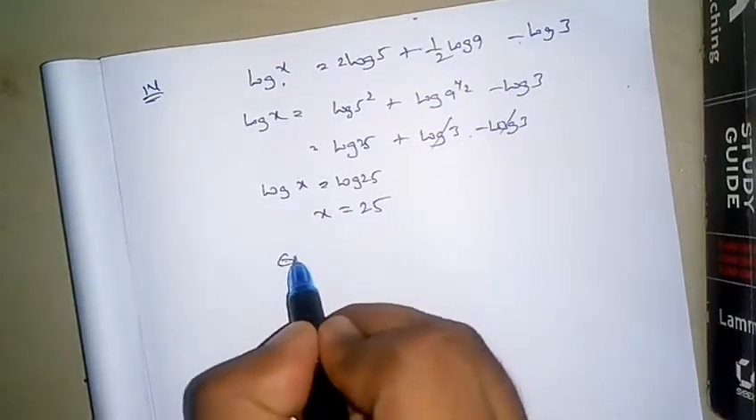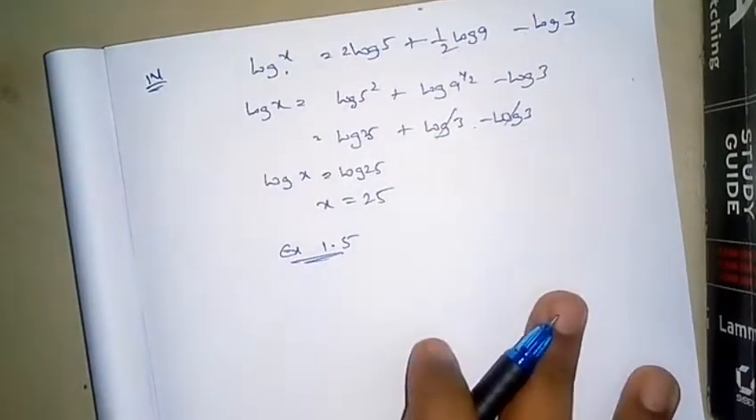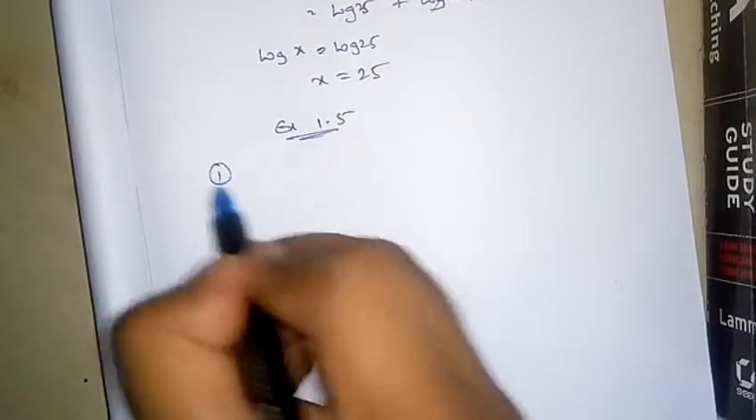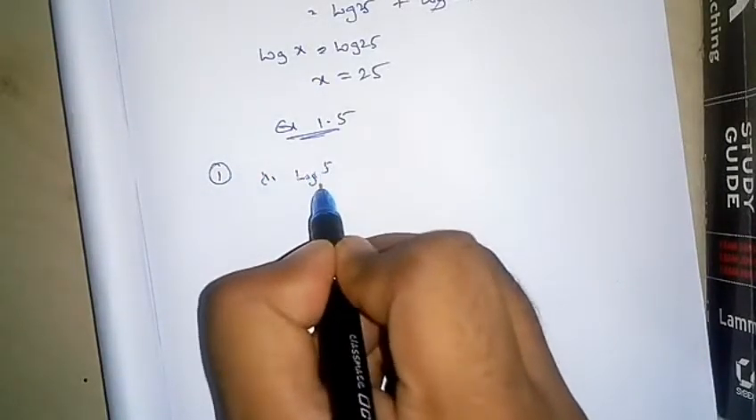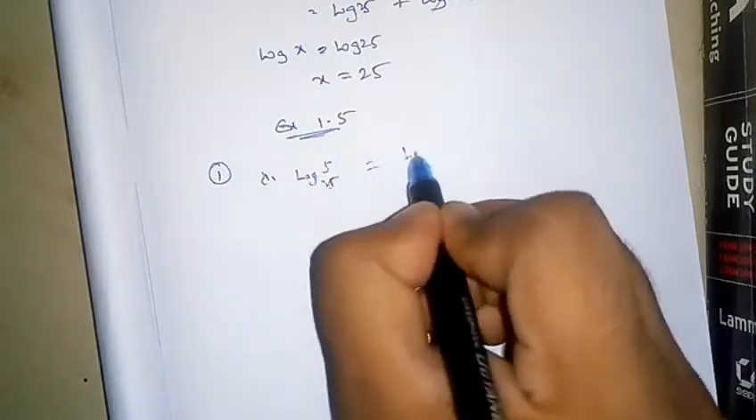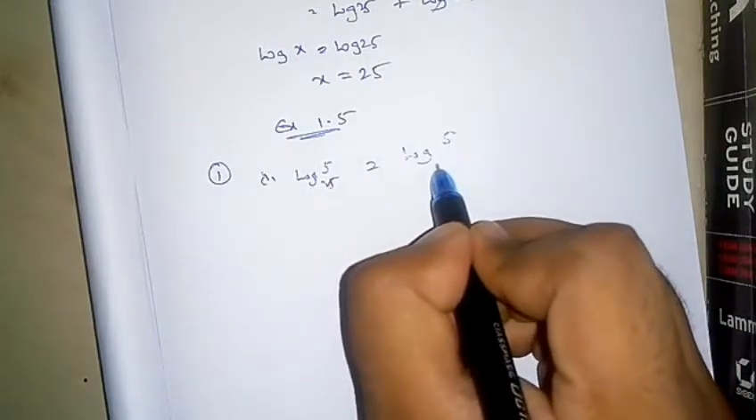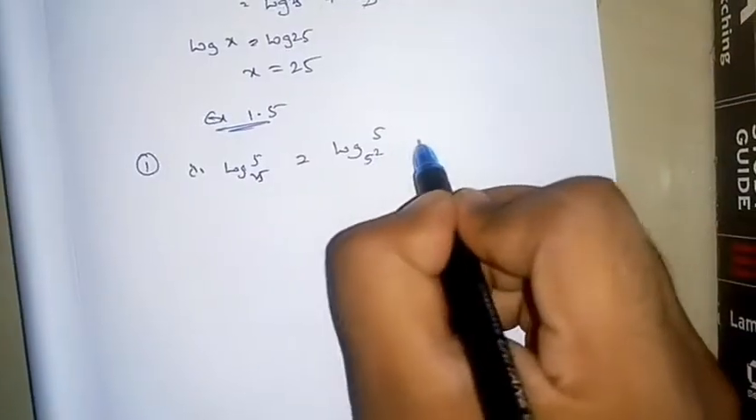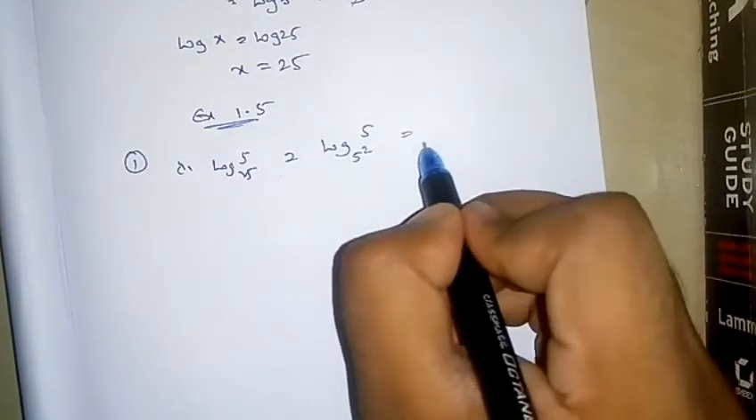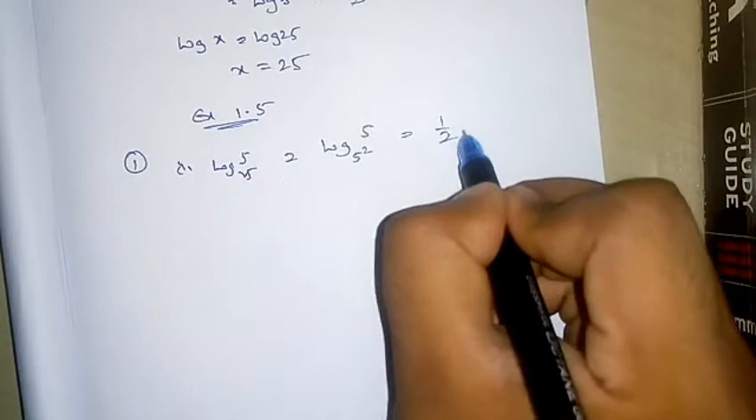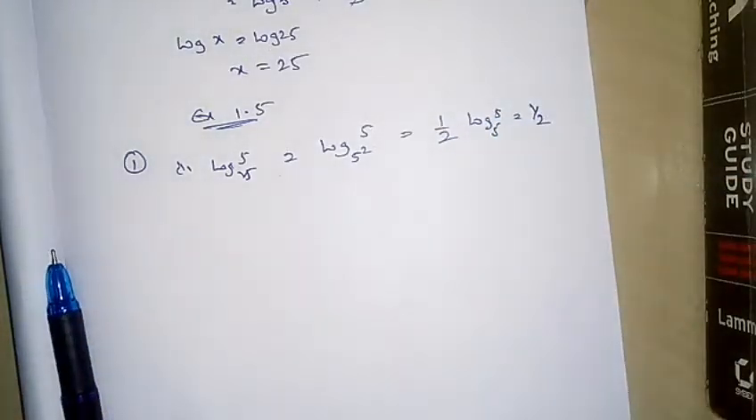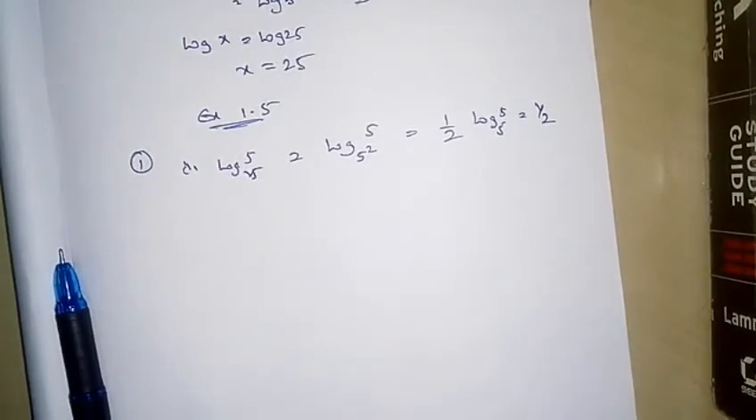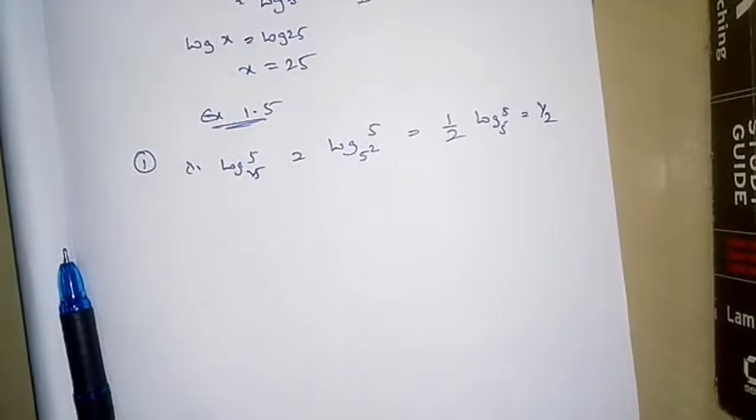Let's start exercise 1.5. Next is exercise 1.5. First one, determine the value of the following. First one, log 25 base 5 is equal to log 5 power 2 base 5, which is equal to 1 by 2 log 5 base 5, which is equal to 1 by 2. Let's check the answer. So the first answer is 1 by 2.